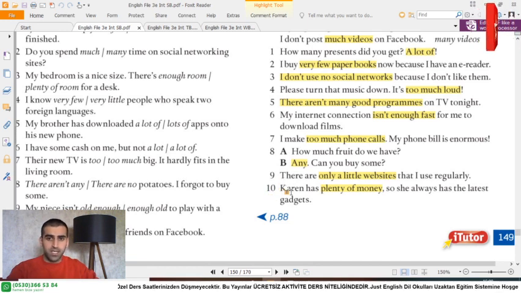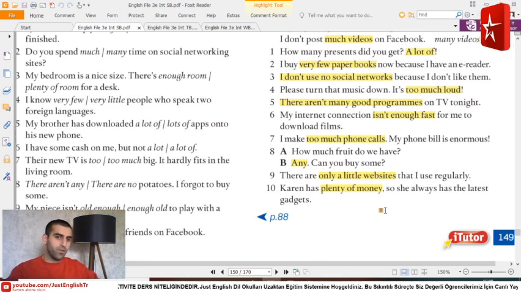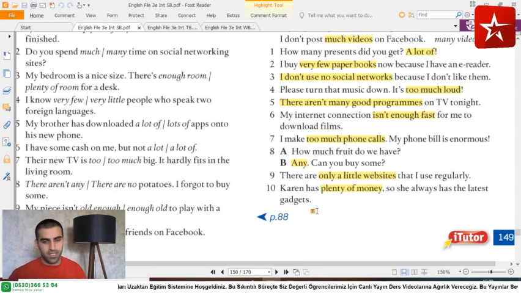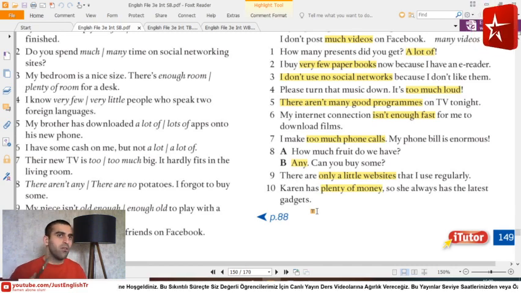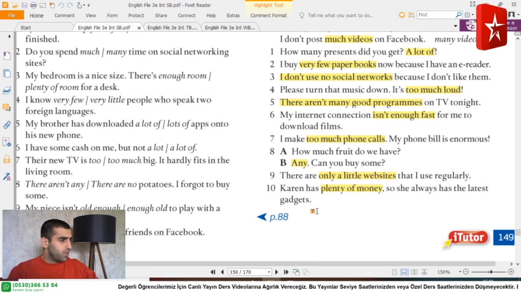And the last sentence: Karen has plenty of money, so she always has the latest gadgets. Here plenty of is used in this sentence. Is it correct or not? I don't know. We will see. And let me explain the meaning of gadgets. A gadget is any technological device. So my mobile phone can be a gadget. My iPad can be a gadget. My laptop can be a gadget.